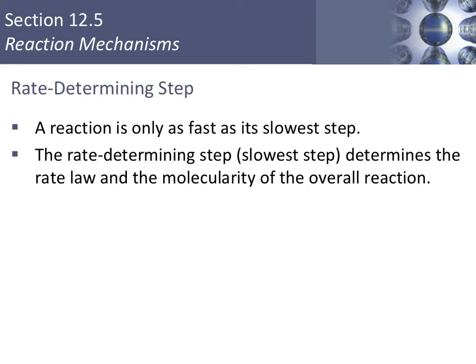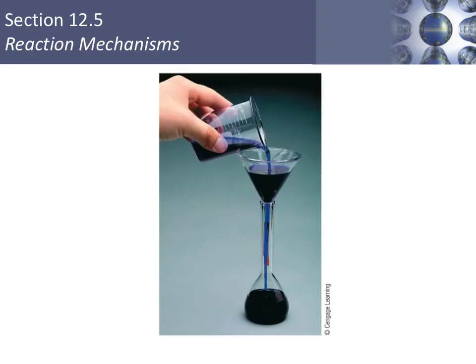The elementary steps in a mechanism all occur at different rates. So a reaction is only going to be as fast as its slowest step. We call it the rate determining step. That will determine the rate law and the molecularity of the overall reaction. This photo is an analogy for the rate determining step. The rate at which the blue liquid goes into the flask is determined by the size of the funnel, not by how quickly the person is pouring the liquid into the funnel.